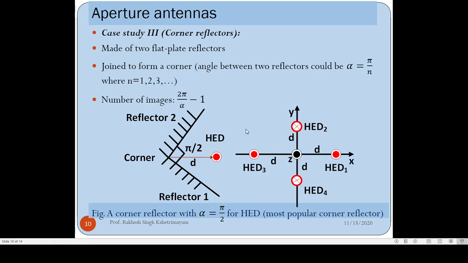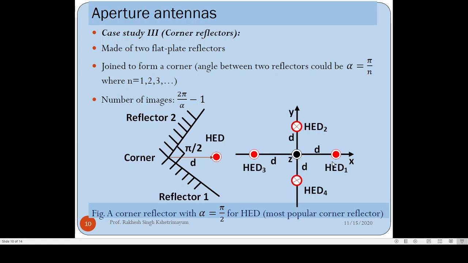And from the method of images, you can find out that the number of images of this horizontal electric dipole is 2 pi by alpha minus 1. When alpha is equal to pi by 2, it will be 4 minus 1, so we'll have only 3 images. So when I place a horizontal electric dipole here with a corner reflector with an angle alpha equal to pi by 2, and this distance is d, we can apply the method of images. The number of images will be 4 minus 1, which is 3. So I have 3 images here, image 1, image 2, image 3.